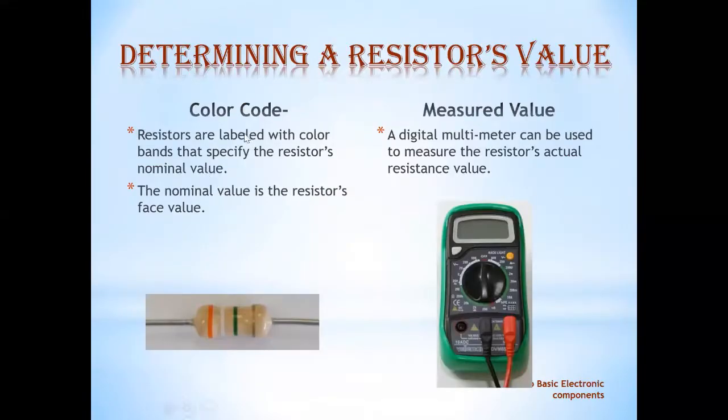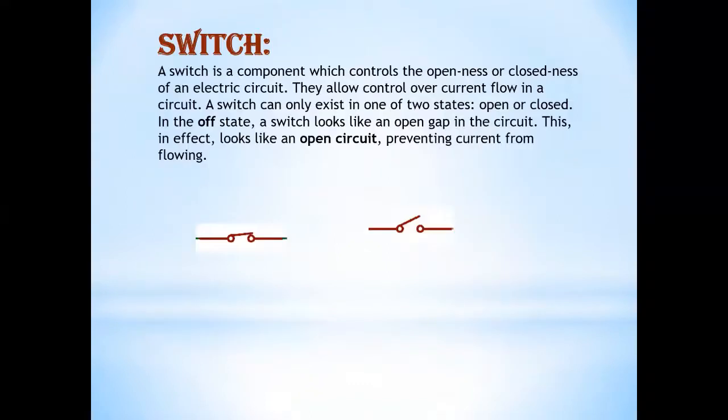Now how to determine a resistor's value? Fine. There are two ways. One is color coding, the colored lines on the resistors, and the other is using a digital multimeter. I am going to plan a separate session on color coding and the digital multimeter.